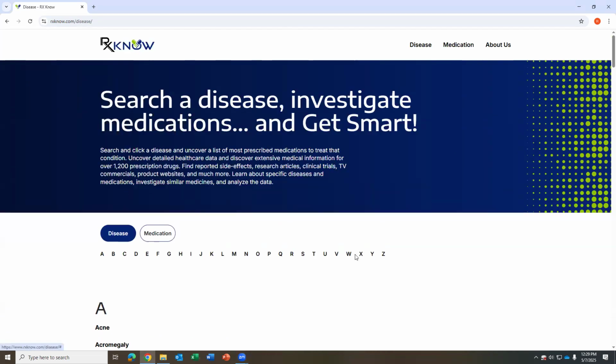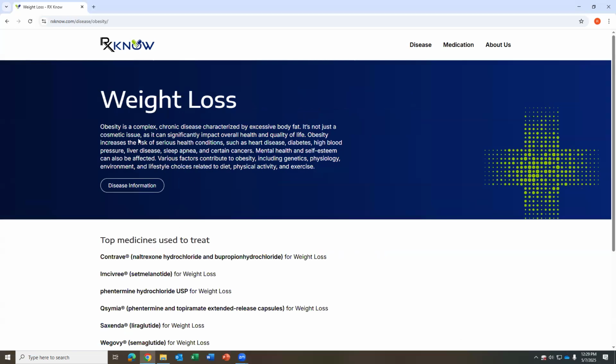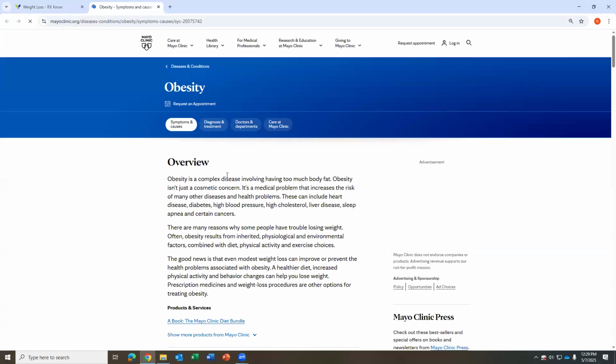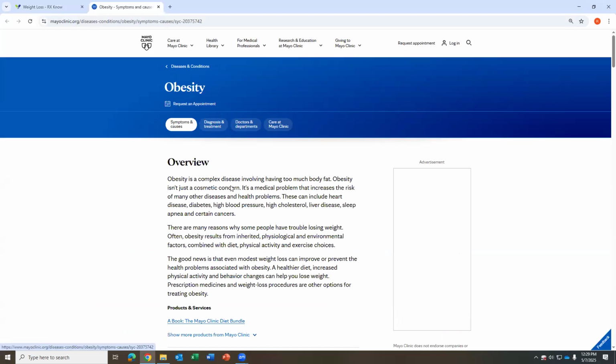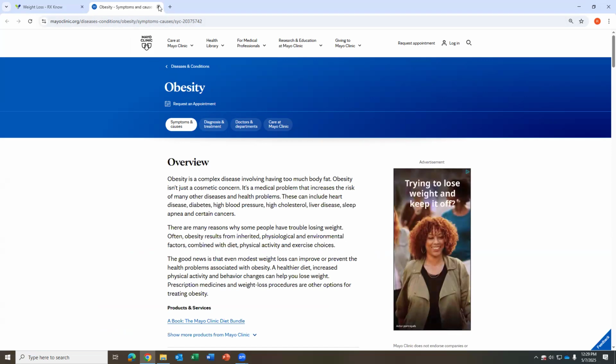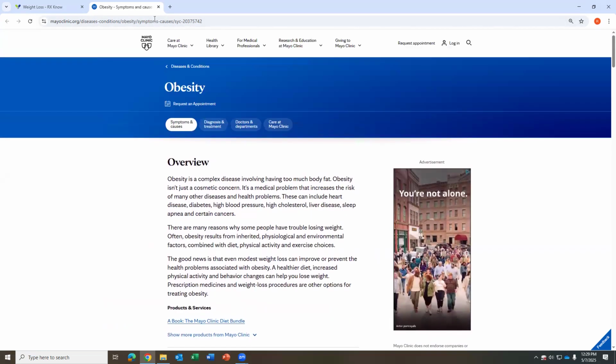So if we start with the disease, we'll go to W, weight loss, and click. First thing is a little synopsis of weight loss, and then for additional disease information, we have a direct link to Mayo Clinic. You can read about weight loss that's provided by them.